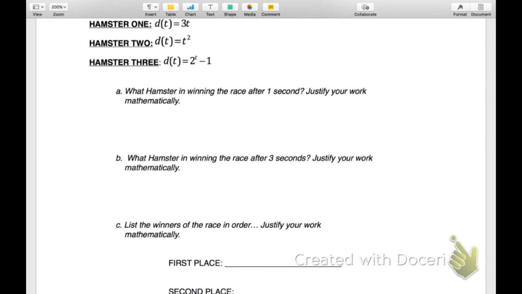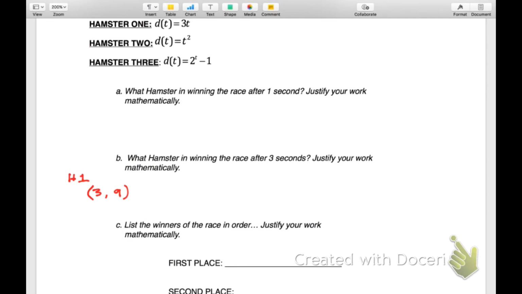Let's see. Well, mine got deleted. So for hamster 1, oh, that's horrible. So again, hamster 1, after 3 seconds, he was 9 meters from the starting line.